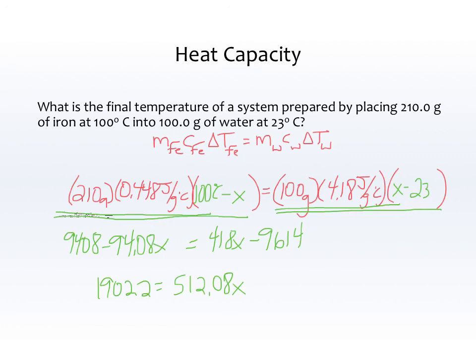Now we're going to divide both sides by 512.08 and I hopefully end up with x is equal to 37.15 degrees C as a final temperature. And hopefully you got that as well.